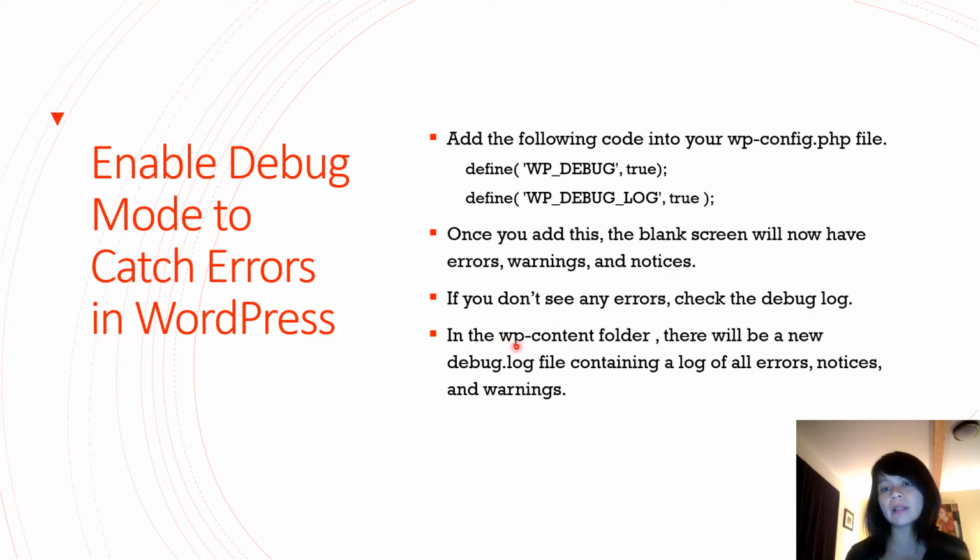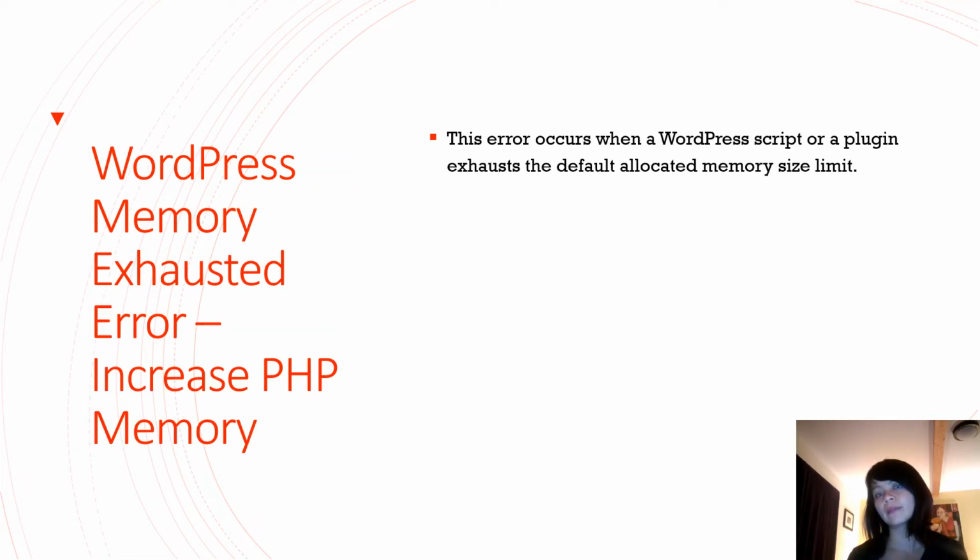Where is the debug log? It's in the WP content folder. There'll be a new debug log containing a log of all the errors, notices, and warnings. So go to your cPanel, look in your WP content folder, and there will be a new log file.